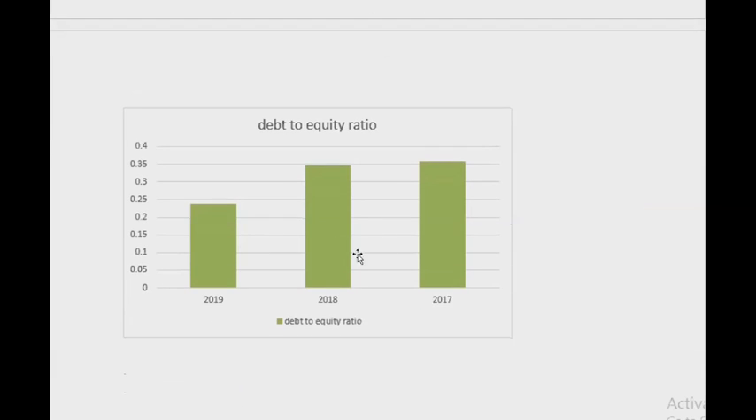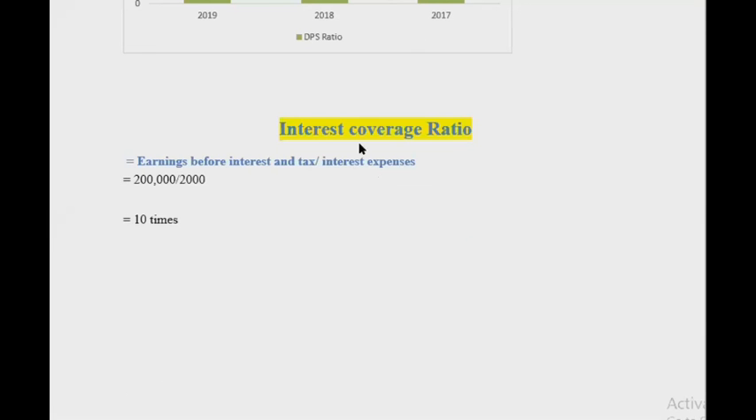So here is the graphical representation. As compared to 2017, we have taken less debt, or the capital structure is less leveraged.